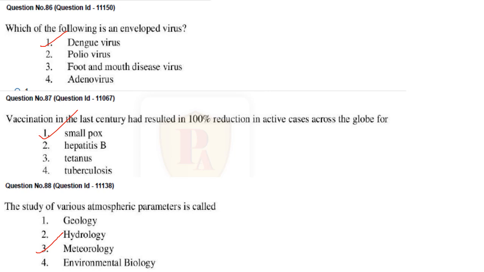Vaccination in the last century had resulted in 100% reduction in active cases across the globe. So that is for the case of smallpox. There was 100% reduction in the active cases. So that is option 1. The study of various atmospheric parameters is called meteorology. Answer is option 3. Geology is the study of earth. Hydrology is about water. And environmental biology everybody knows. So meteorology is the answer.